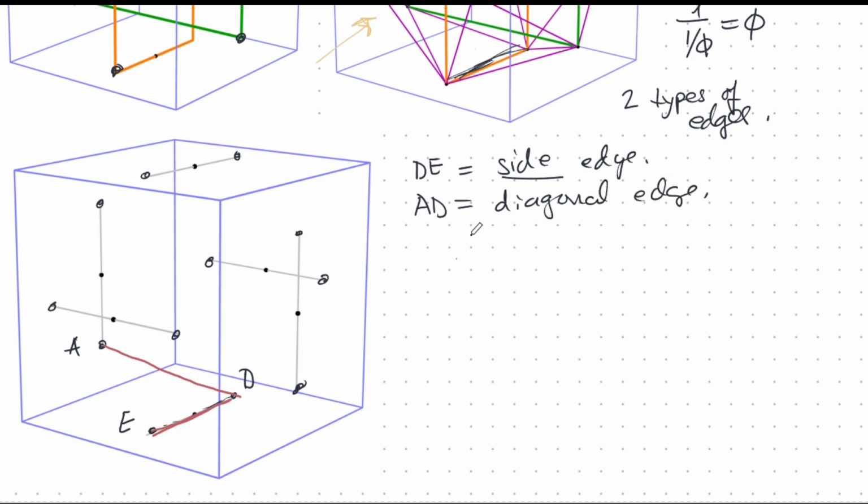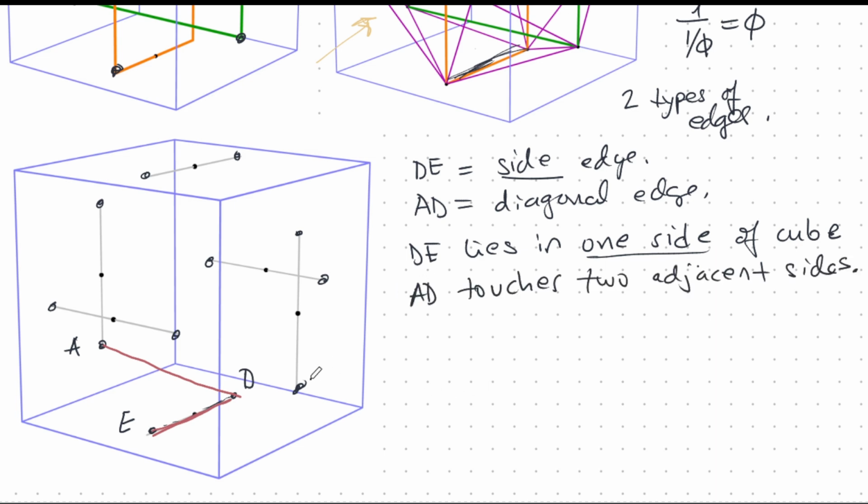All right, so DE lies entirely in one side of the cube, but AD is not like that. AD touches 2 adjacent sides of the cube. See, A is on this side and D is on this side of the cube. So they're qualitatively different types of edges. Okay, now here's an interesting theorem.